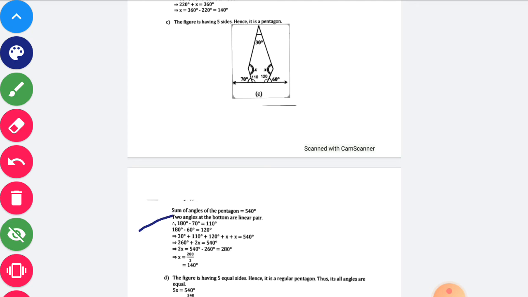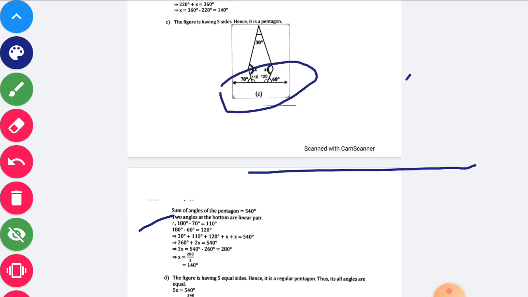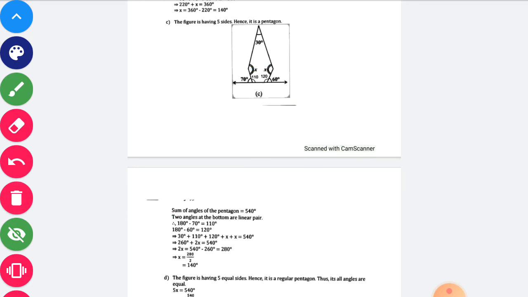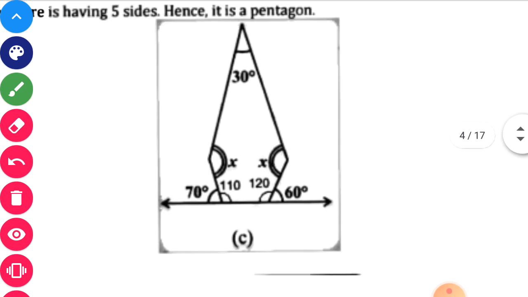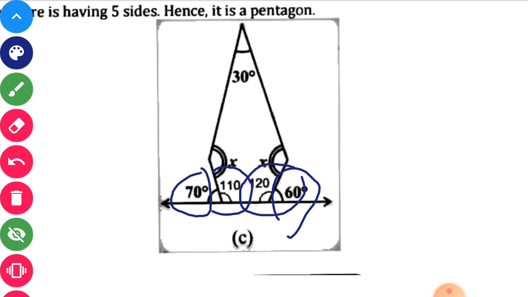The 2 angles at the bottom are a linear pair. Which 2 angles? These 2. Both are a linear pair. Here one line is there, and 2 angles are given. So we can say these 2 angles are in a linear pair. And in a linear pair, the sum of the 2 angles is 180 degrees. So you can see this angle is 70 degrees. So this will be 180 minus 70, so it is 110. And here 60. So 180 minus 60, this angle is 120 degrees.